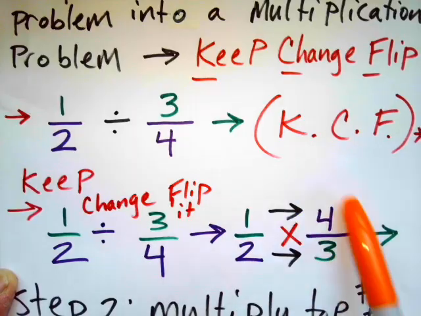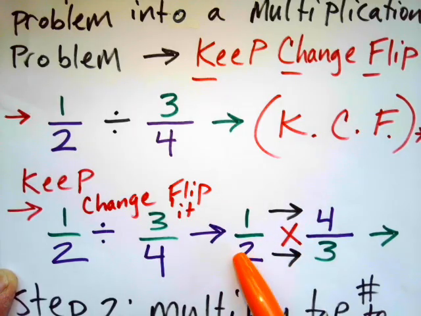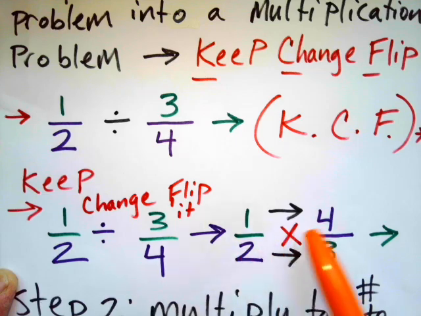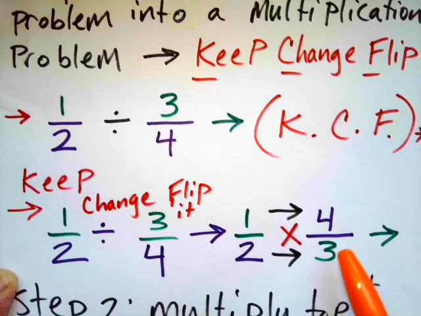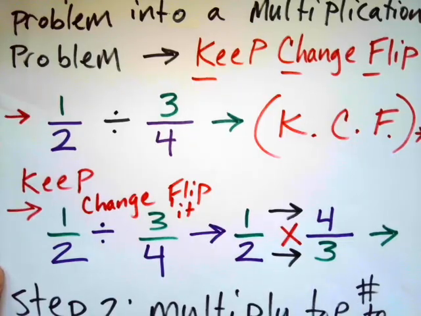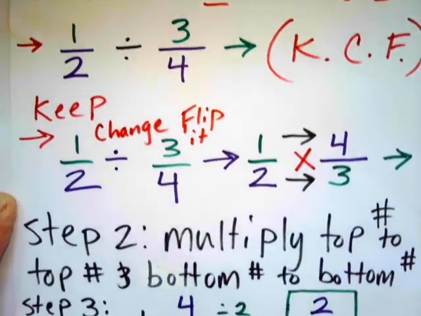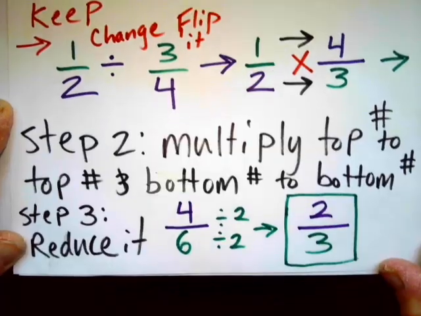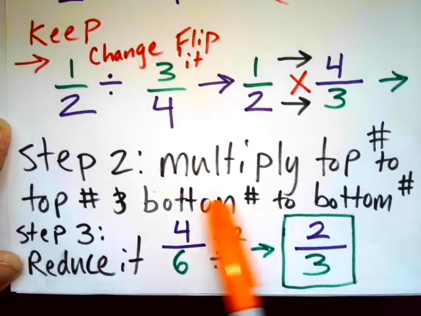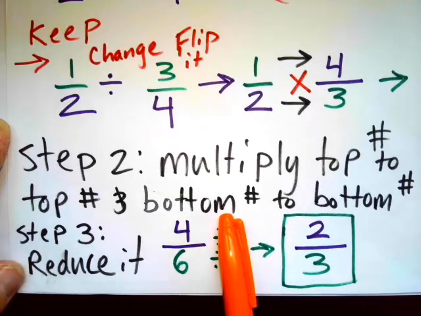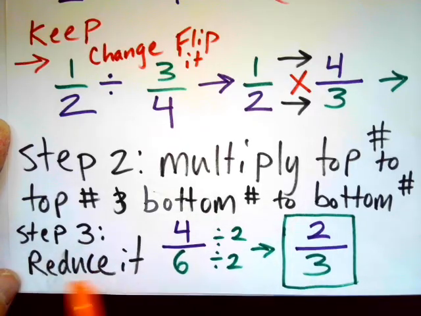You can even practice cross-simplifying like we talked about last time. Dividing 2 into 2 and 2 into 4 will give me a reduced fraction of 2/3. But I wanted to continue on and show you that in our last few steps here. So steps 2 and 3, I'm showing you below. Multiply top to top and bottom to bottom, and then step 3, reduce your fraction.